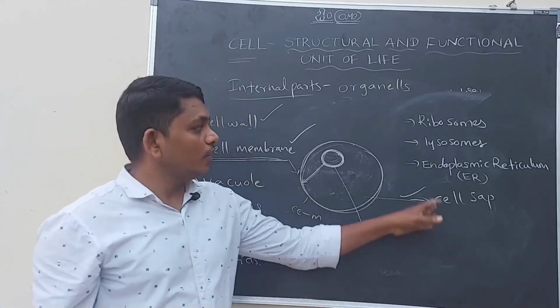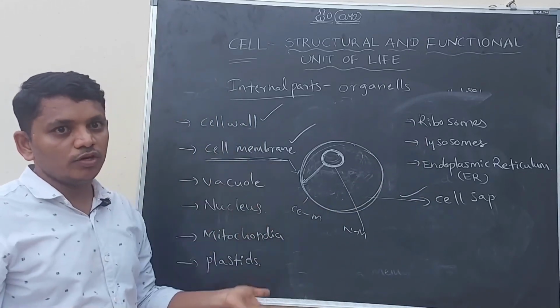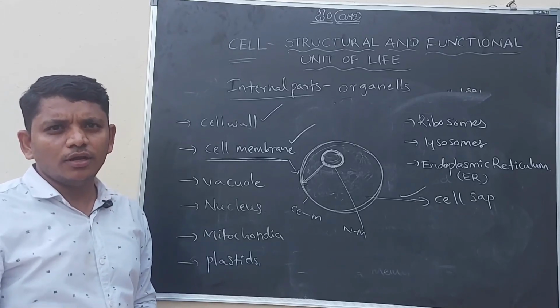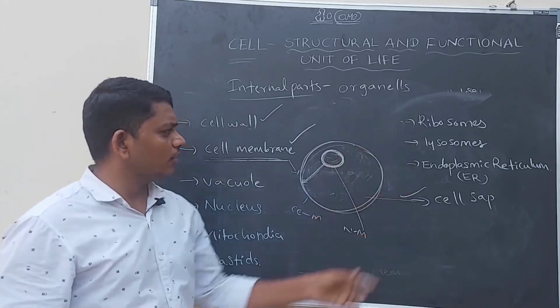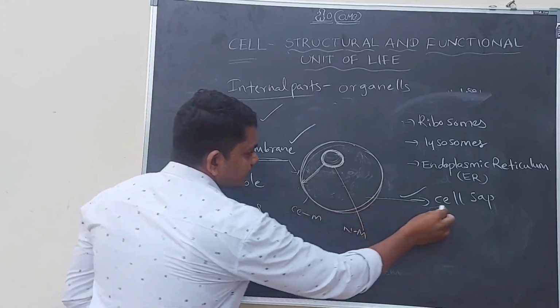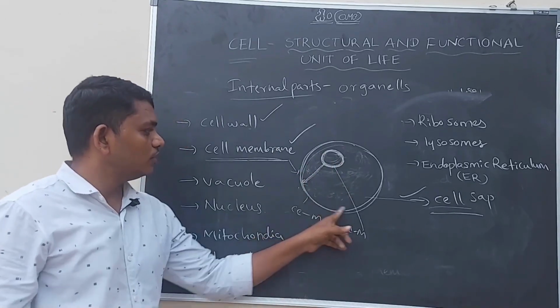On the cell sap, all the other organelles usually float, like a ship floats on sea water. In that way, all the cellular organelles float on this fluid portion called cell sap. Cell sap occupies the space from the nuclear membrane to the cell membrane.